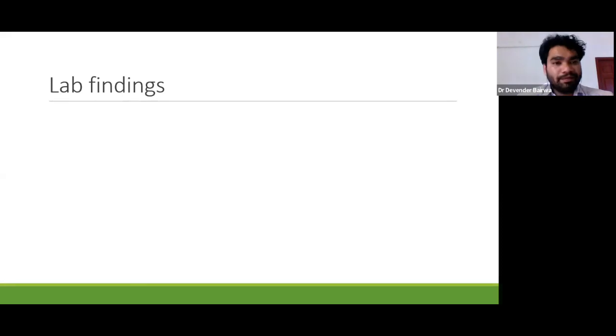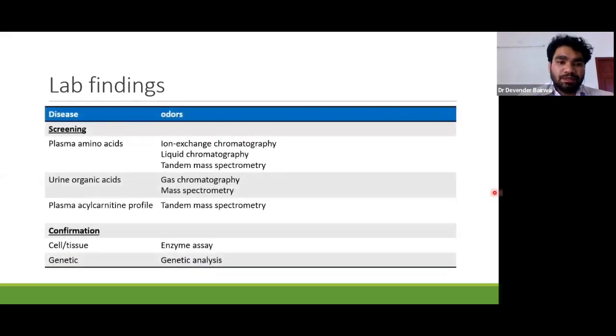What are the common lab findings in these people? Generally, in these diseases, we go for a screening test and then a confirmation test. The simple thing is, now we know there is a defect in amino acid handling. So we can look for levels of these amino acids.